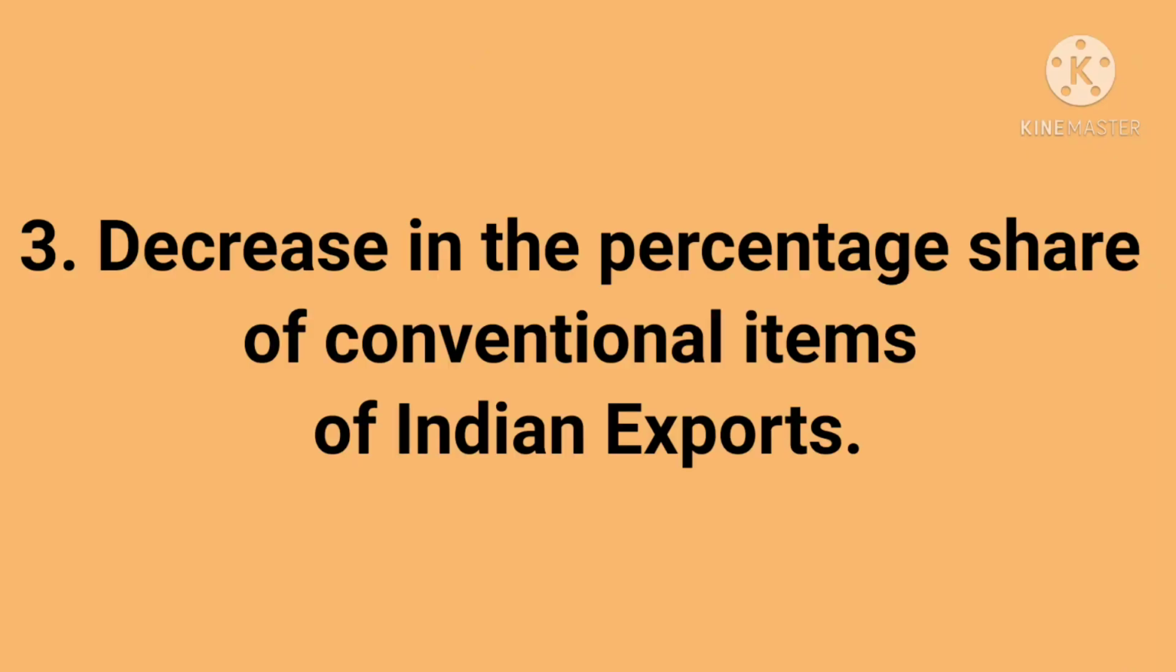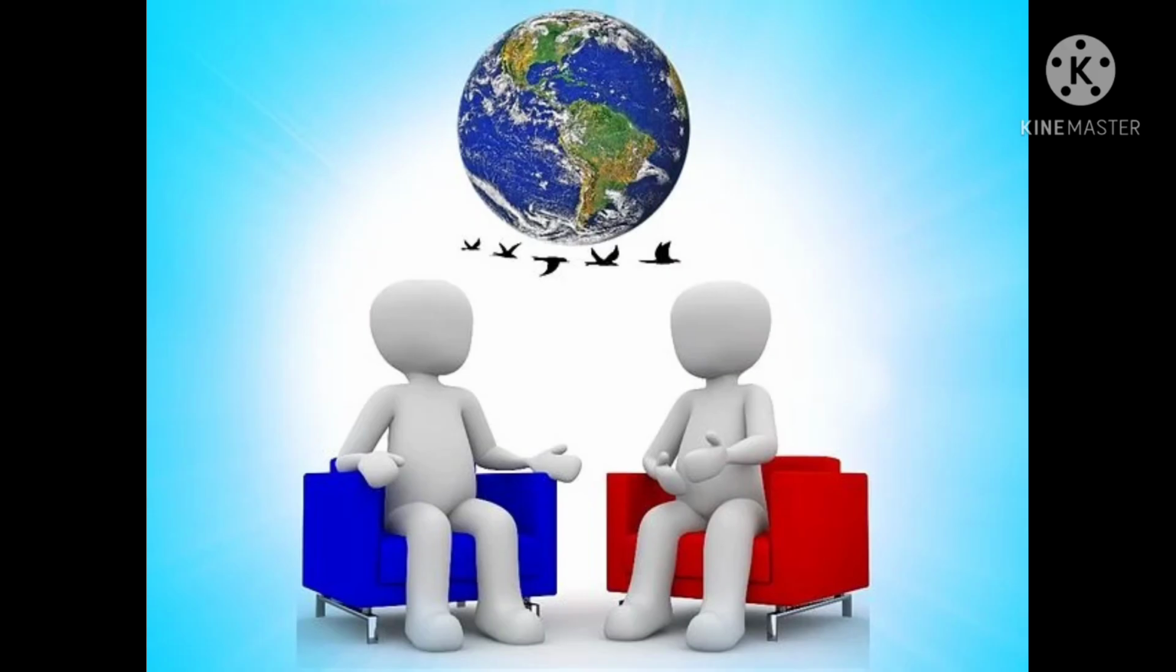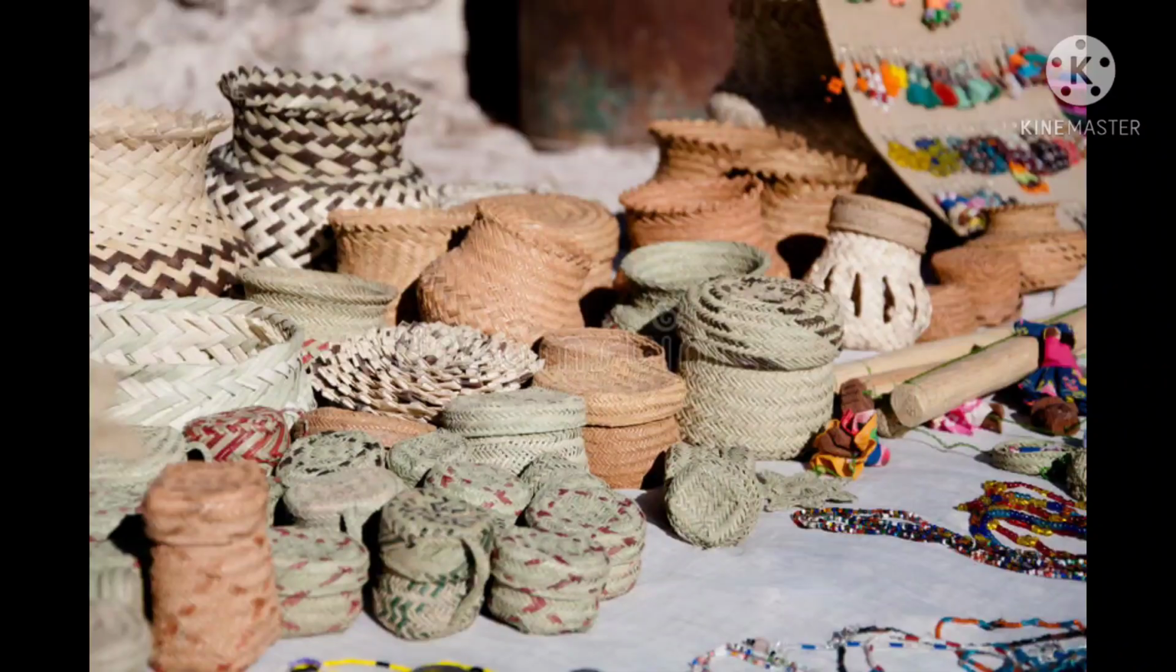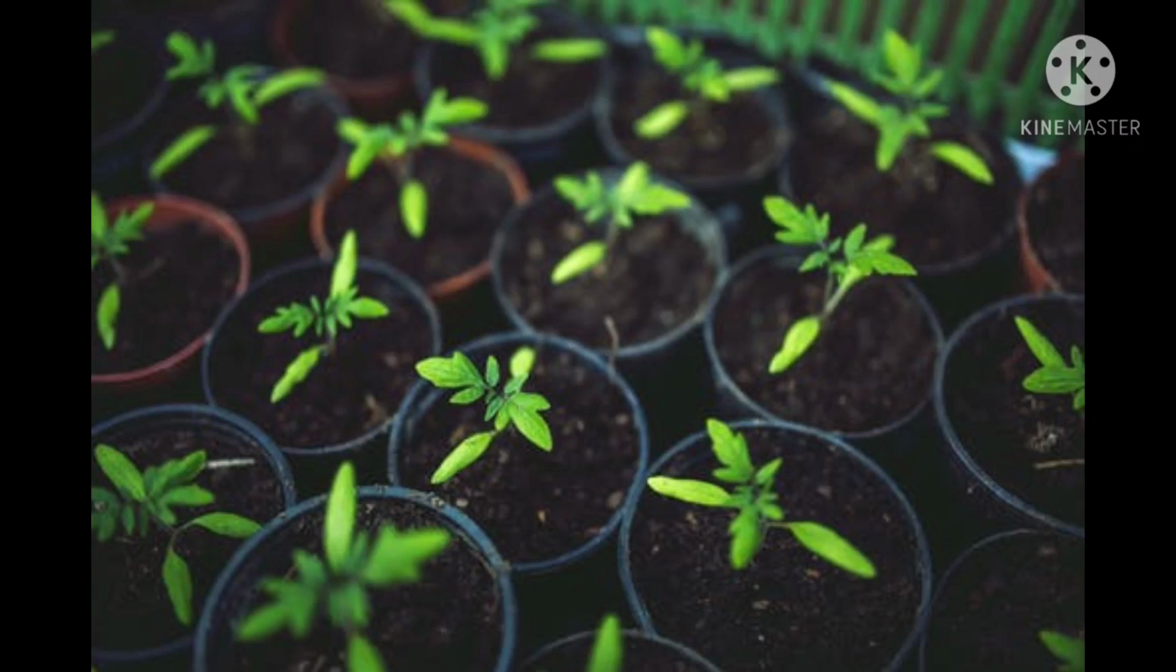The third most important change in the composition of foreign trade was a decrease in the percentage share of conventional items of Indian exports. That means those items which were exported by India even at the time of British rule and before that. The exports of items like jute, tea, food grains, etc. declined in the global market because they were demanded more in the country by the people of India.